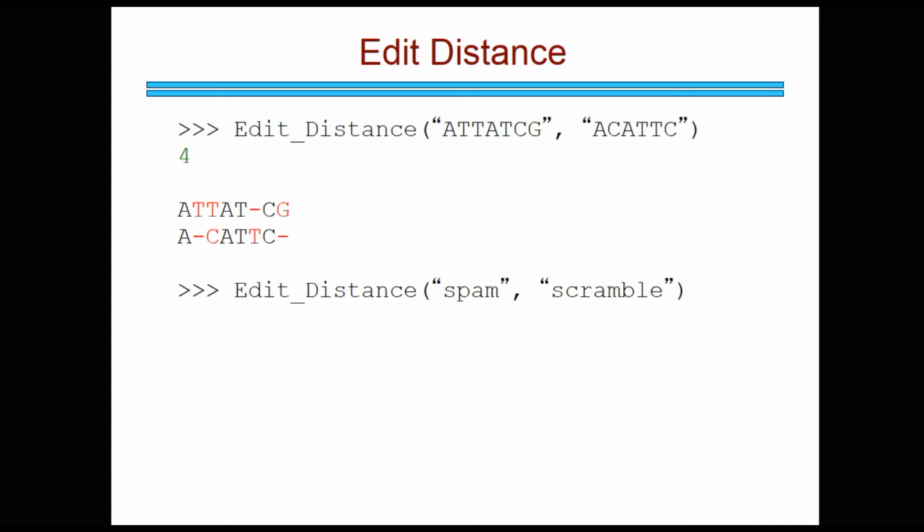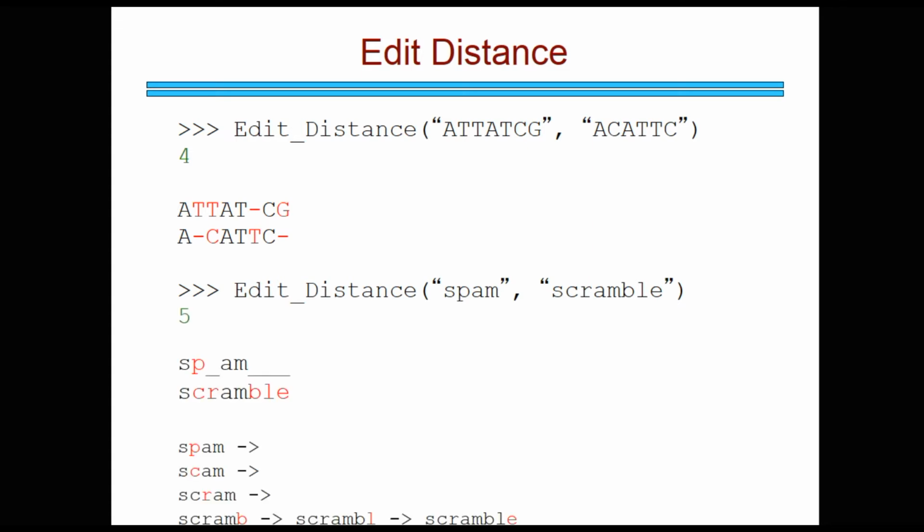Another example is when we want to convert the word spam into scramble. The edit distance is 5 in this case. The first characters of these two strings are S, so they are equal. We go to the second character. We need to convert P to C to get the word scam, and then we need an insertion of R to get scram, and then we need 3 insertions to get scramble.